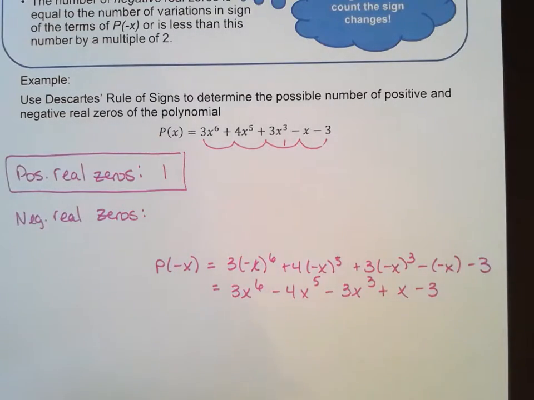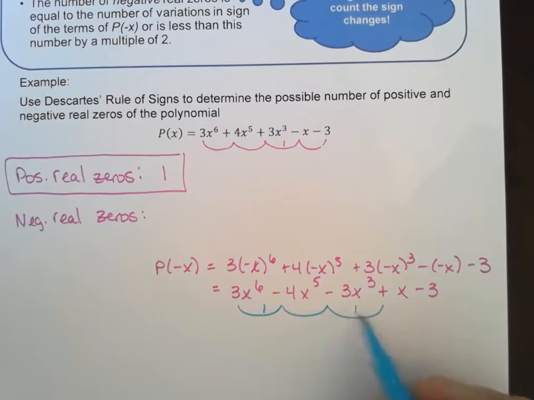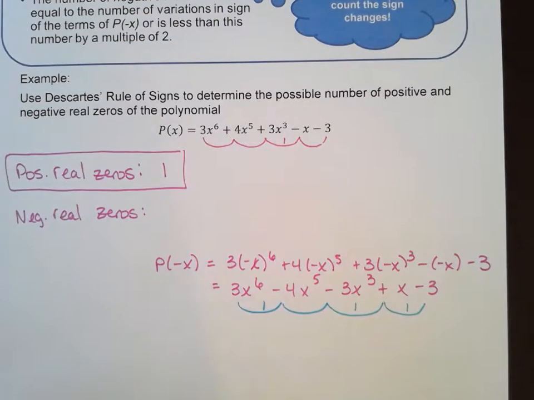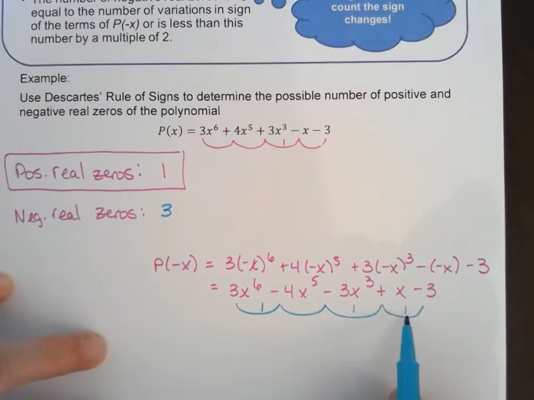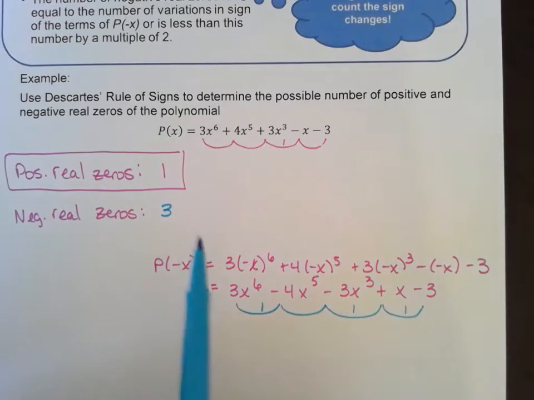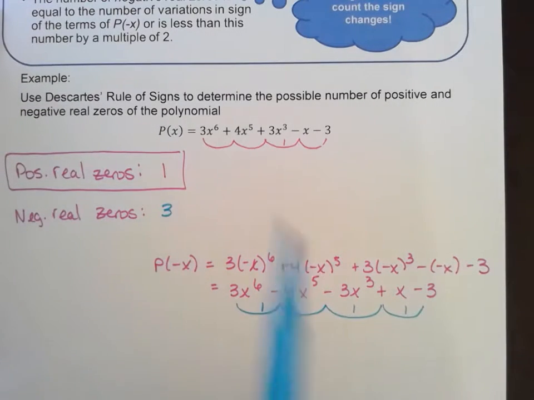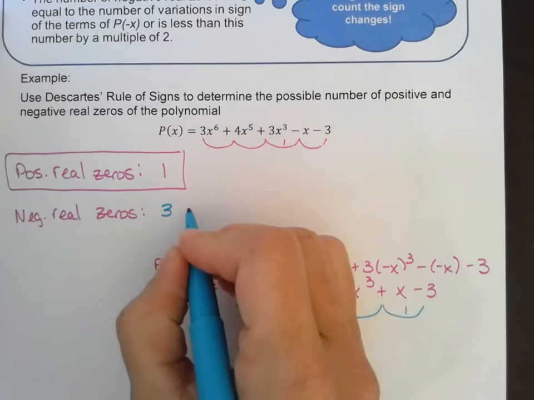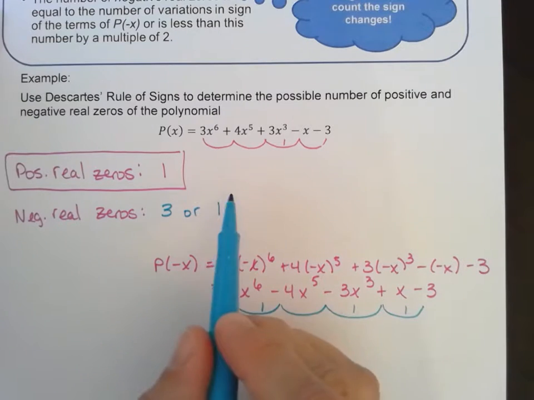Now let's count the number of sign changes again. This goes from positive to negative, that's 1. Negative to negative doesn't count. Negative to positive, that's 1. Positive to negative, that's 1. So this time it is possible that we're going to have 3. 1, 2, 3 negative real zeros. So here's the kicker. Anytime you have more than 1, you have to decrease that number by 2. Okay, so that means you could have 3, or you could just have 1 negative real zero.